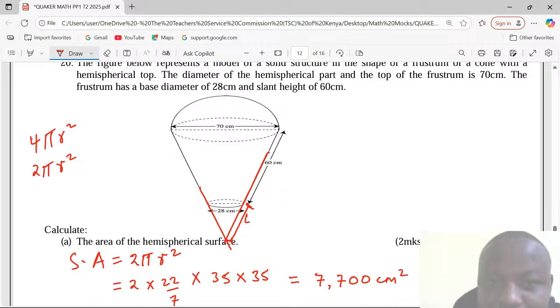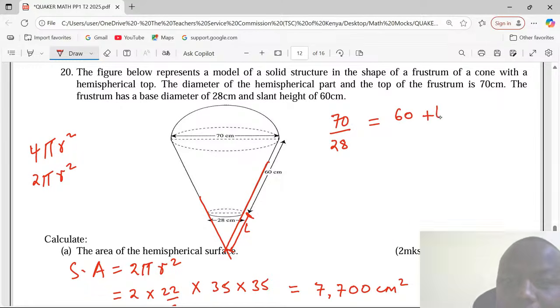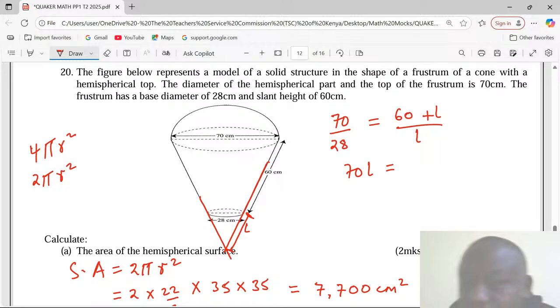So according to similarities and enlargements, the smaller cone which was cut off is similar to the larger one, or to the original. So when we take the diameter of the original out of the diameter of the smaller, the ratio should be the same as that of the slant height of the original. Slant height of original should be 60 plus unknown L out of slant height of the smaller, which is now small letter L. So 70 times L equals 28 by 60.